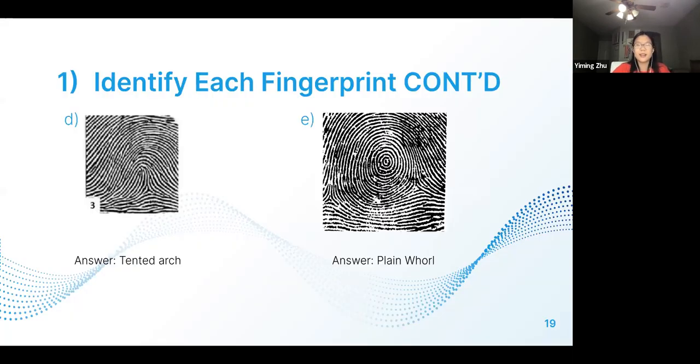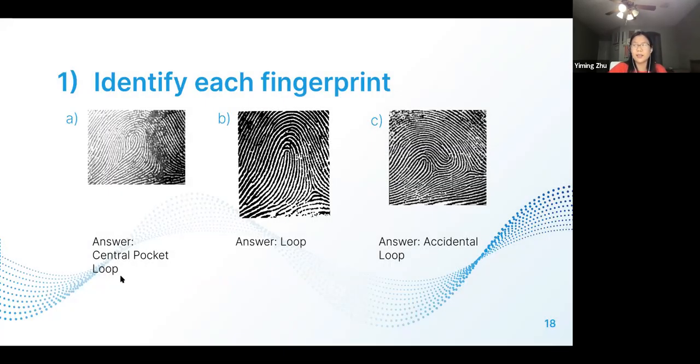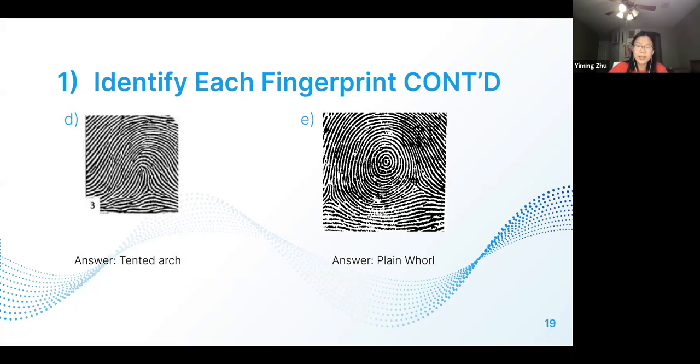Okay, this is identify each fingerprint continued. So this is a tented arch. I know it looks a little bit like a loop, and if you don't really focus on it, it does look like a loop with a delta right here, but it's a tented arch because most of the ridges go up and down in kind of a mountain form. If you want to compare it to a loop, again, this one and this one. And then this one is a plain whorl because it has concentric circles.